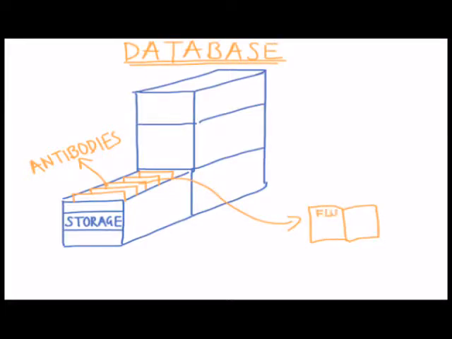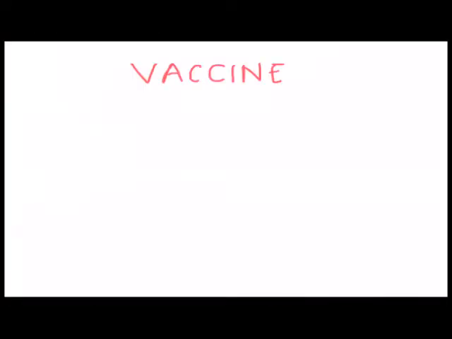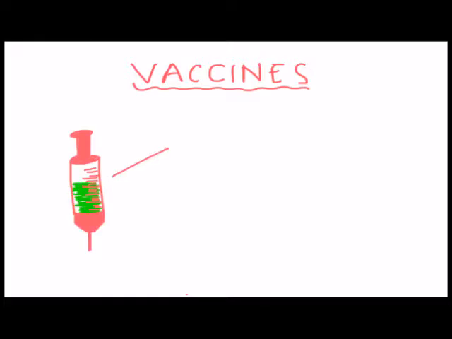The vaccine introduces a weakened form of the disease to purposely trigger the humoral response and to build up antibodies, therefore resulting in immunity to that disease. The other branch of the adaptive immune system is responsible for the cell-mediated response.